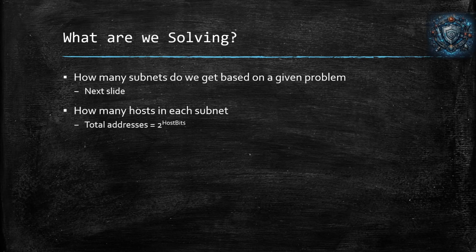So the total number of addresses we get from a subnet we can obtain by taking 2 and raising it to the number of host bits that we have available to us. Now this gives us our total addresses, but it doesn't tell us how many usable addresses we have. There is a difference between the total number of addresses in a subnet versus how many are actually usable. All we do to get usable is subtract 2 from our total number of addresses. Take 2, raise it to the number of host bits, and then subtract 2 from it, and that gives us our usable addresses.